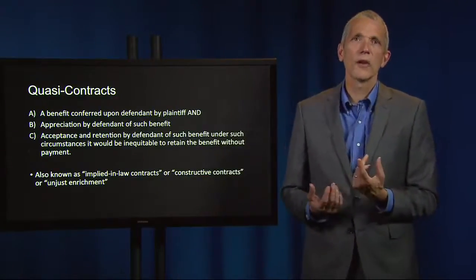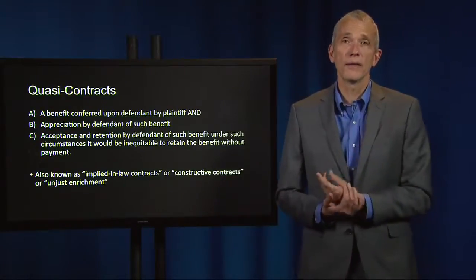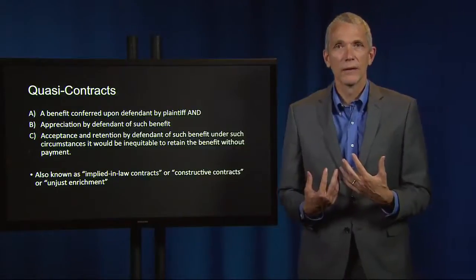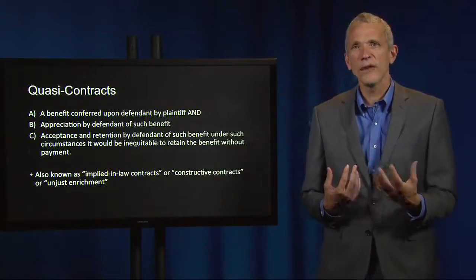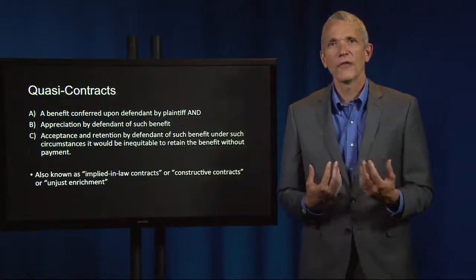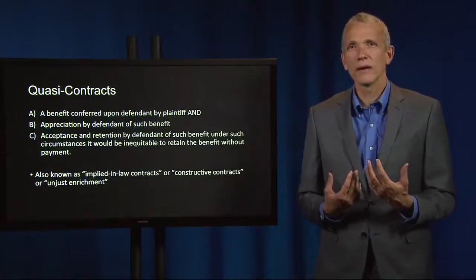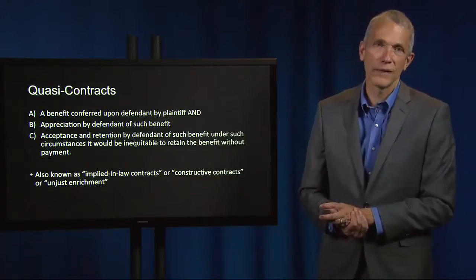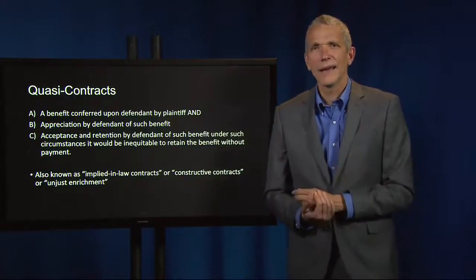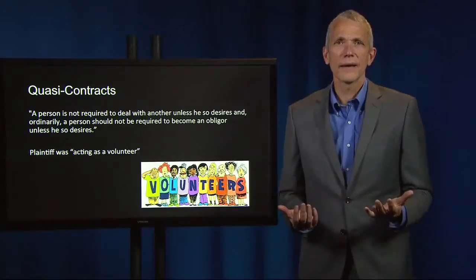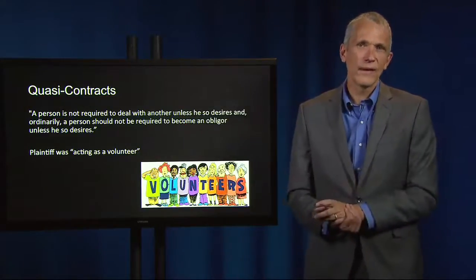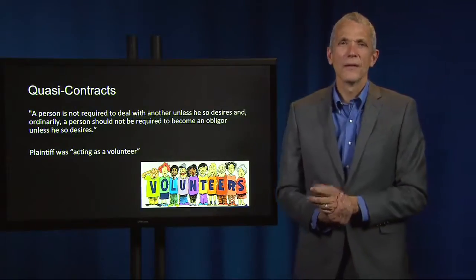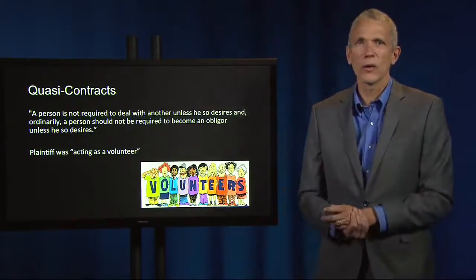For a quasi-contract to exist, the court states that there are three conditions which must be satisfied. First, there must be a benefit conferred upon the defendant. Second, the defendant must appreciate the benefit. In other words, the defendant must feel the benefit. And finally, it would be inequitable for the defendant to retain the benefit without making a payment to the plaintiff. In this case, the court found that no quasi-contract existed. The defendant never accepted the benefit conferred by the plaintiff, mainly raising or caring for the horse.